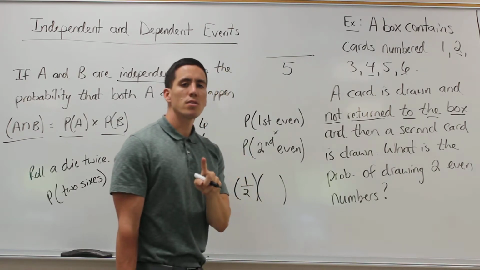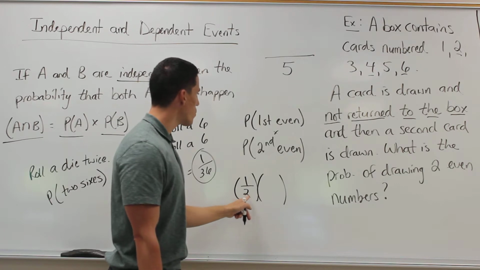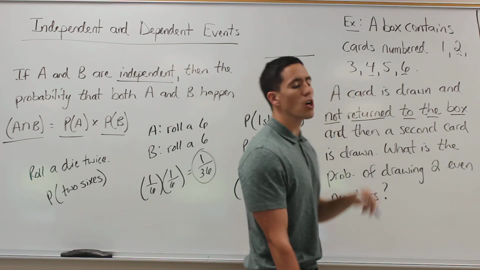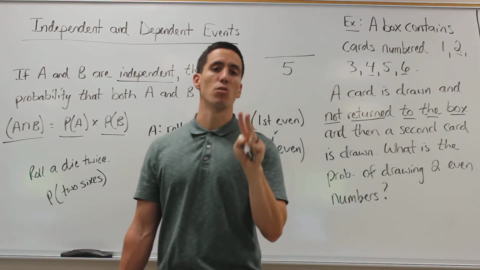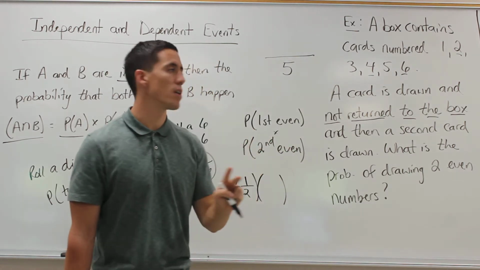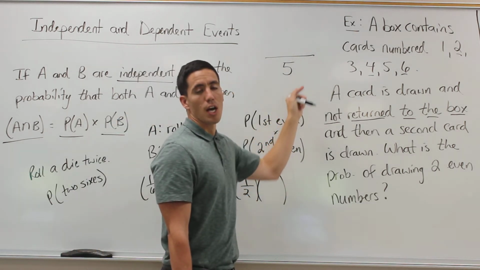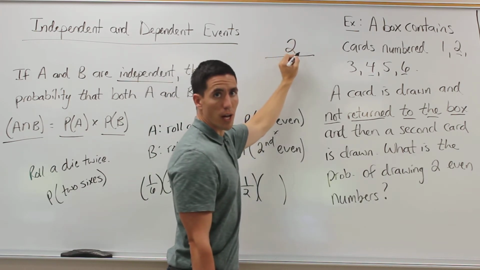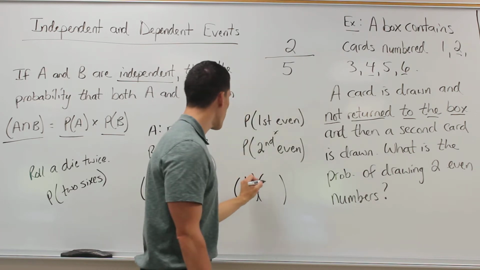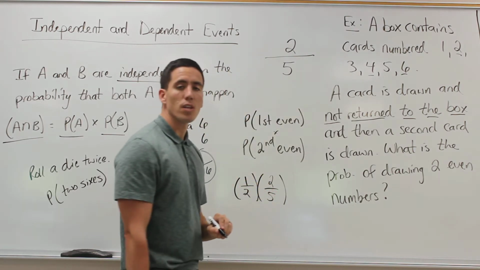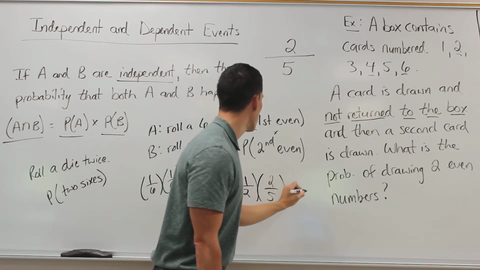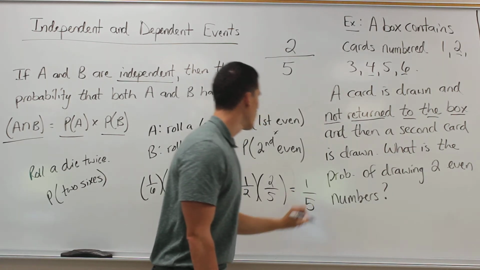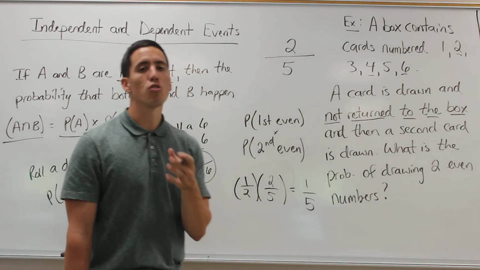Also, we must assume that the first draw was even. If the first draw was even, the number of even cards left in the box must be 2. So there's 2 cards left that are even out of a total of 5 cards in the box. The probability that the second draw is even is 2, that's our favorable outcomes, divided by 5, that's our total outcomes. So the probability of a second even is 2 out of 5. When we do this multiplication, we end up with 2 over 10, or to simplify, 1/5. That's the probability that we would draw 2 even cards.